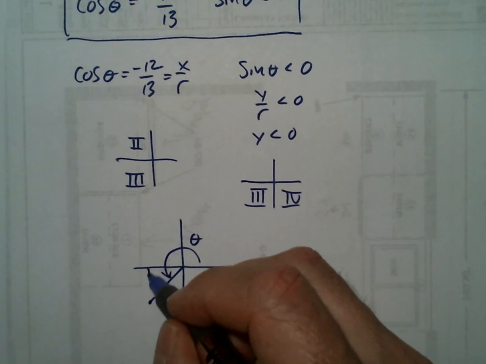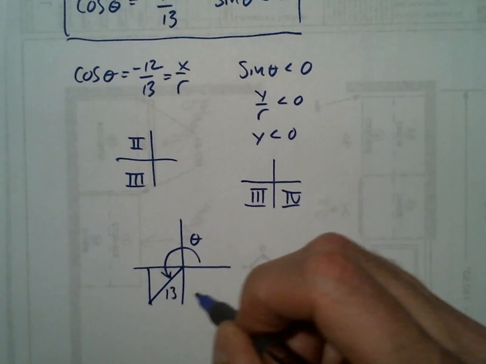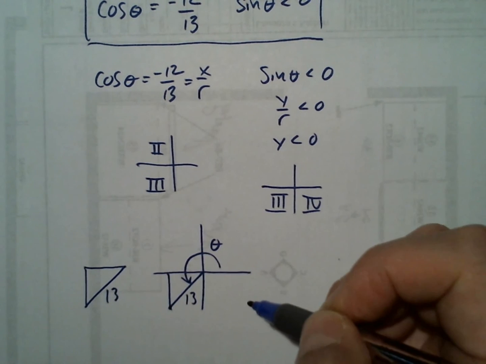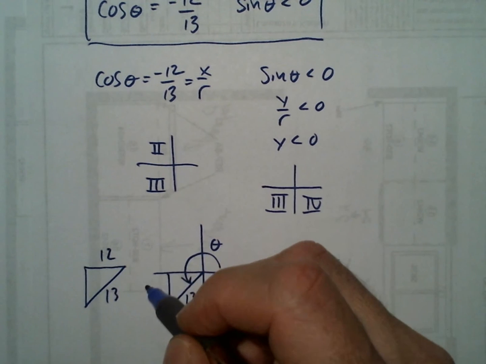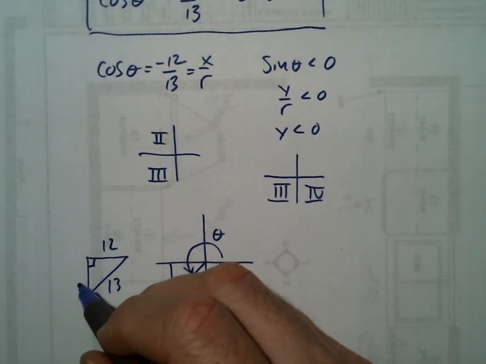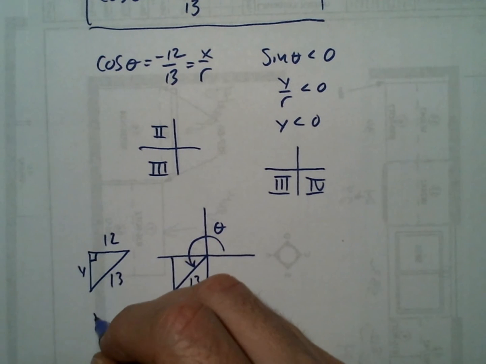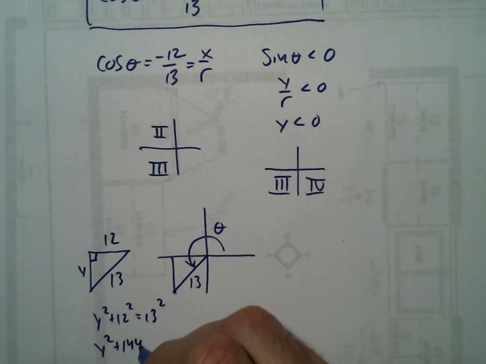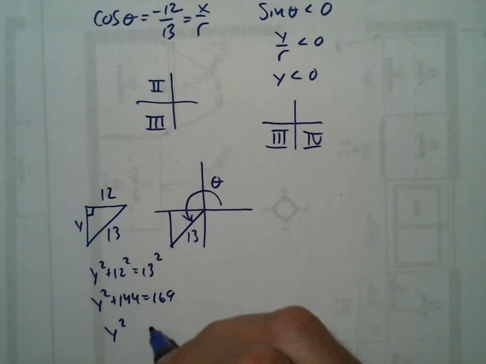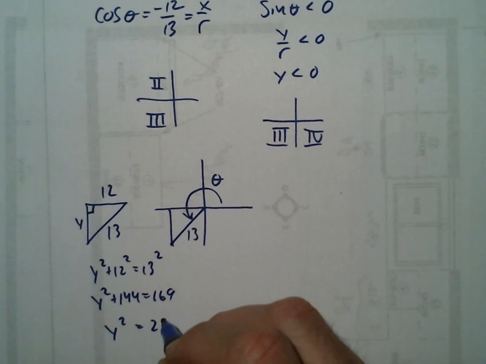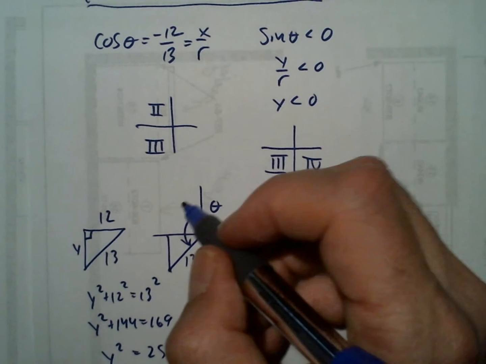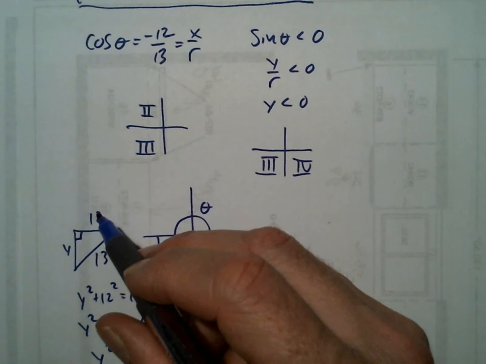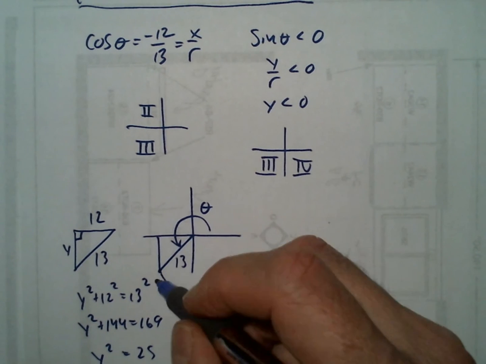And what else do we know? We know that the radius is 13. If we had a triangle, we'd have 13. The x is 12. We could do the Pythagorean theorem to find the remaining side, and that's going to be 169 minus 144, 25, so y equals 5. So when we look at the coordinates, we went left 12, so the x is negative 12, and the y is negative 5.